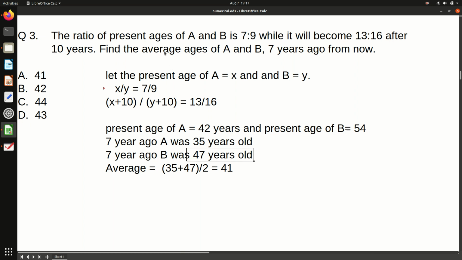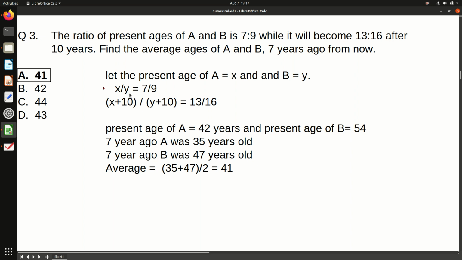And then we have to find the average. So average is nothing, just add these and divide by 2. So 35 plus 47 by 2, which will be 41. So this will be our answer. So option A will be the solution.